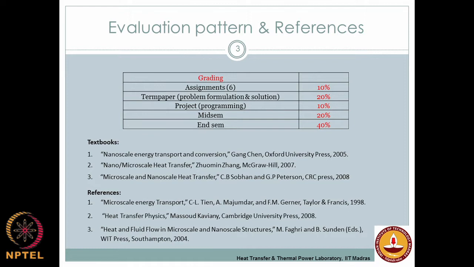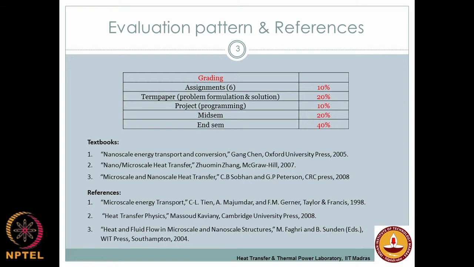Following that, Professor Zuomin Zhang from Georgia Tech also brought out another textbook on nano microscale heat transfer, but it is more or less similar in substance to Professor Gang Chen's textbook, and still it is very useful as a supplement. It has a lot of examples, solved examples, as well as exercise problems.